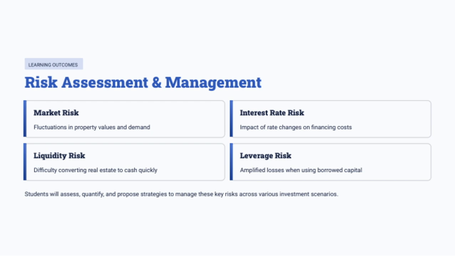Then we have interest rate risk. This relates to how changes in interest rates can impact your financing costs. Rising rates mean higher costs for borrowing, which can affect your profitability. Finally, market risk involves fluctuations in property values and demand. Property markets can be volatile, and understanding these fluctuations is crucial for making informed investment decisions.